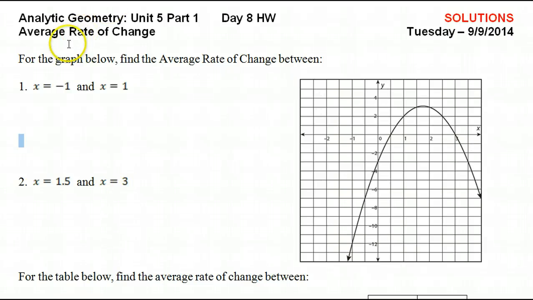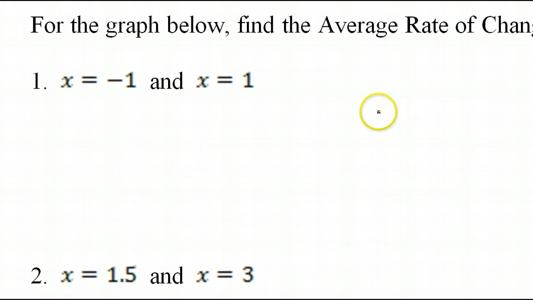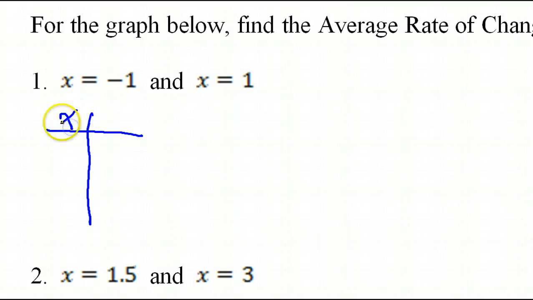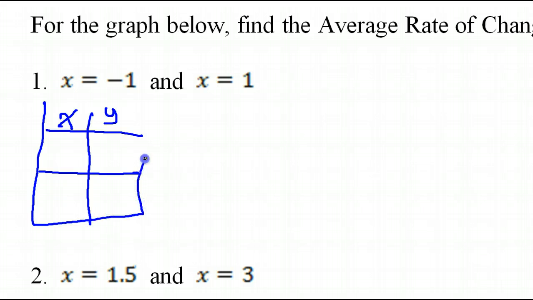This lesson is about average rate of change, and we're going to see that it is just another way of talking about the slope. When we do the average rate of change, we are going to need 2 points, and I recommend that you make yourself a small table of values, one big enough for 2 points. Something such as this will do nicely.